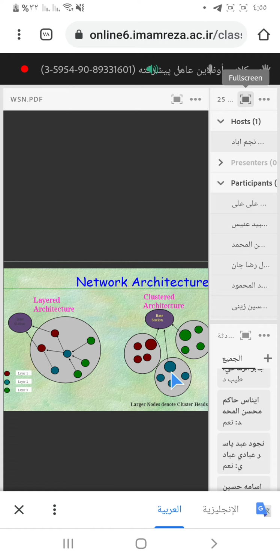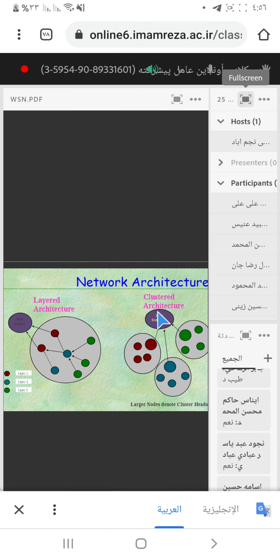So you can see three clusters, green, blue, and red. And also in each cluster you can see the larger nodes. The larger node denotes cluster heads. So these three nodes are cluster heads. Usually the nodes in each cluster must send the data to the cluster head, and the cluster head sends the data to the base station.